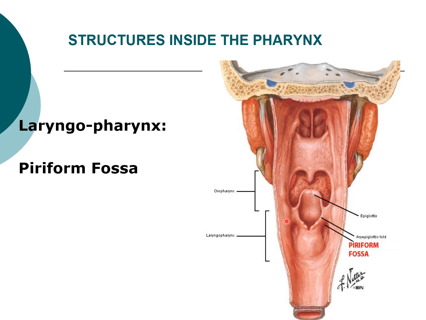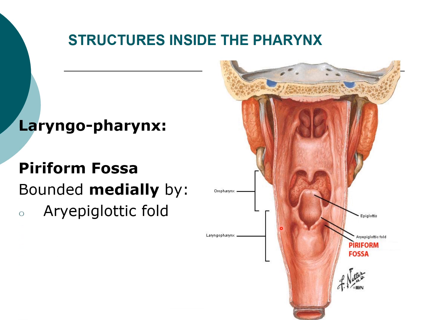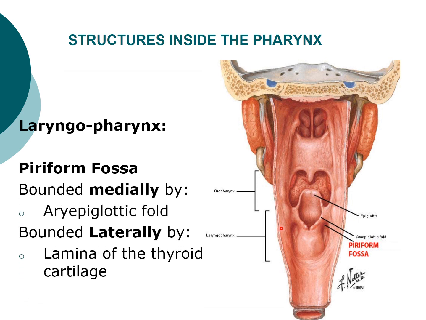So if I ask you what are the relations or the boundaries of the pyriform fossa, it is bounded medially by this fold, the aryepiglottic fold, and bounded laterally by the lamina of the thyroid cartilage. These are the boundaries of the pyriform fossa. Medially, the aryepiglottic fold; laterally, the lamina of the thyroid cartilage.